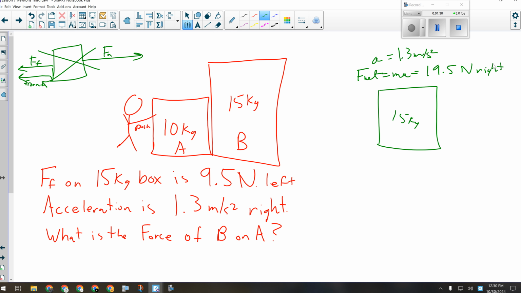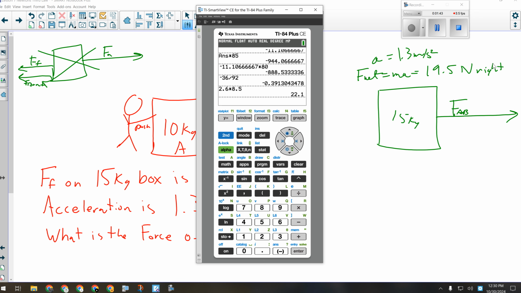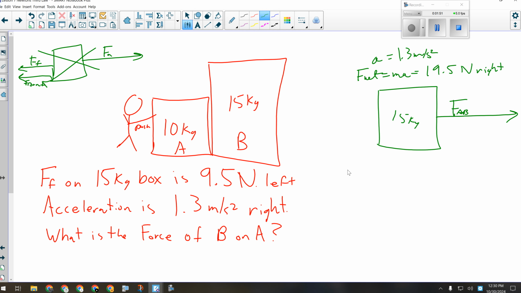Okay, forces that are acting on box B. What's that force? F of A on B, right? How does that relate to the one they want me to find? They're the same but opposite, same but opposite in direction. That's the action part of the action-reaction pair. I'm looking for the reaction force. The other thing they tell me is that there's a force of friction that is resisting box B, and they tell me that it's 9.5 newtons.